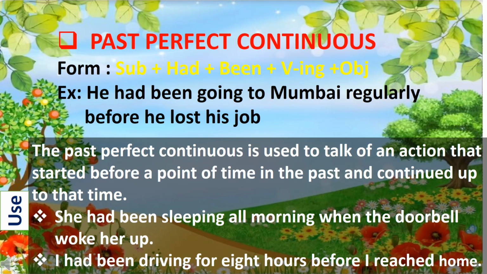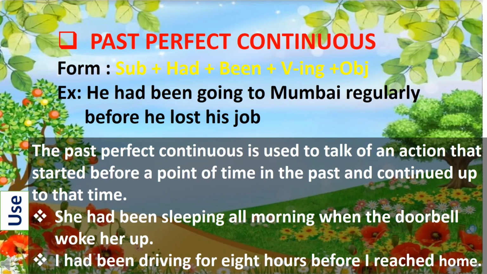The fourth past tense is past perfect continuous. The form of writing past perfect continuous is subject plus had been plus the ing form of the verb plus object. For example, he had been going to Mumbai regularly before he lost his job. And we use the past perfect continuous tense to talk of an action that started before a point of time in the past and continued up to that point of time. There was a point of time in the past itself and it was continued up to that point of time.